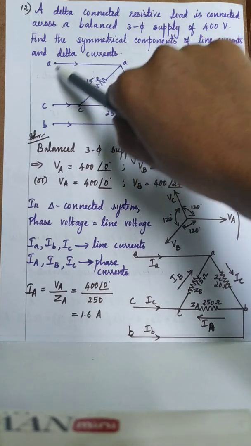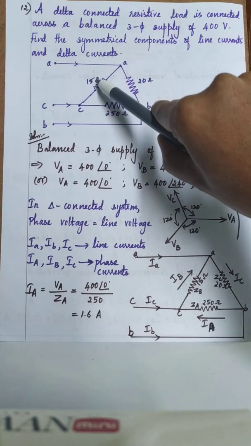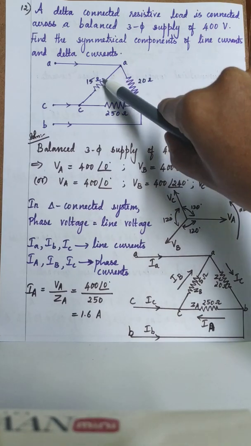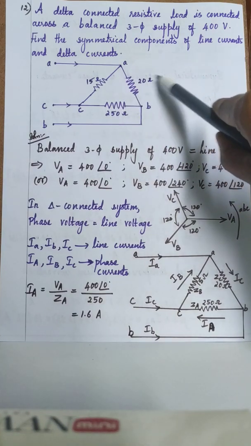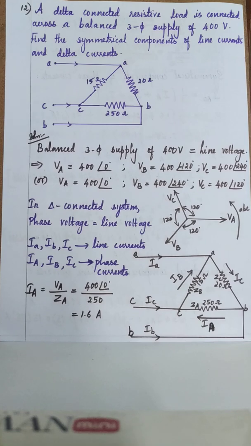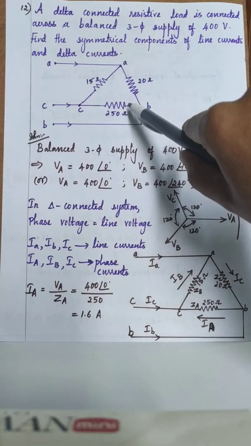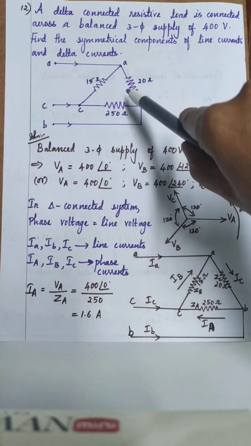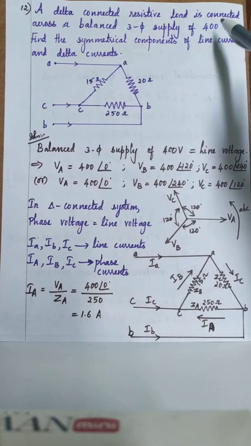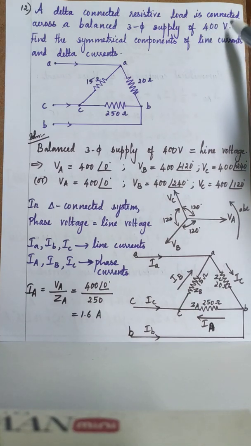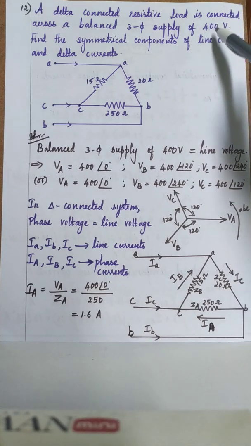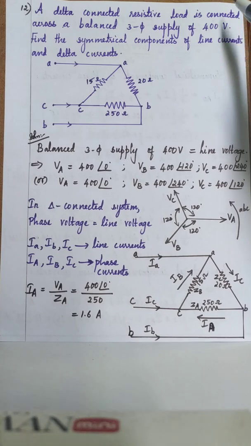This diagram is given along with the question. 15 ohm is the resistance in one phase, 20 ohms in another phase, 250 ohms in the other phase. They have given that the load is connected across a balanced three-phase supply. The values of all the three-phase loads are different, so the load is not balanced, but the supply is balanced, with a voltage of 400 volt. Unless it is specified, consider this 400 volt as the line voltage.